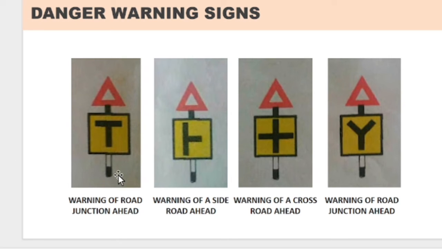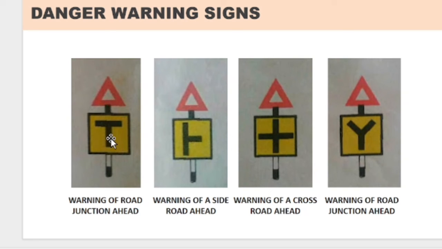Moving on to this, so usually these signs you now find them when you have road intersections, right? So here is a warning of a road intersection, here is a warning of a side road, and here is a warning of a crossroad, here is a warning of another road intersection. So one thing that you can take away from this is that a Y road intersection is the same as this.